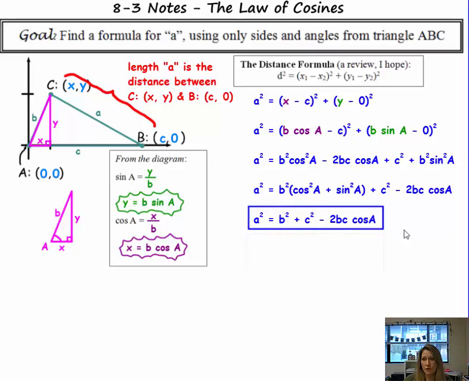So this is one version of the law of cosines. Depending on what side we're looking for and what angle, more specifically, that we have, we can use this formula to find out more information about the triangle.